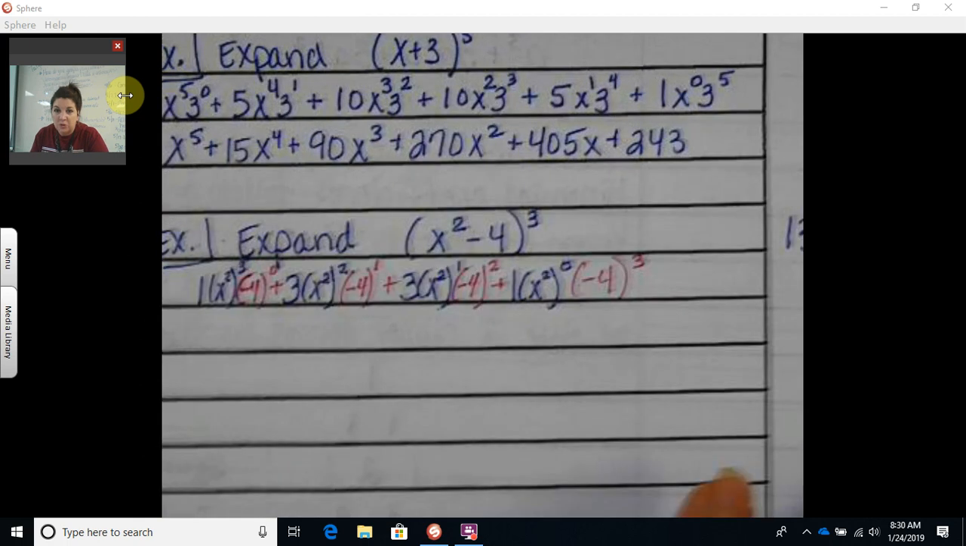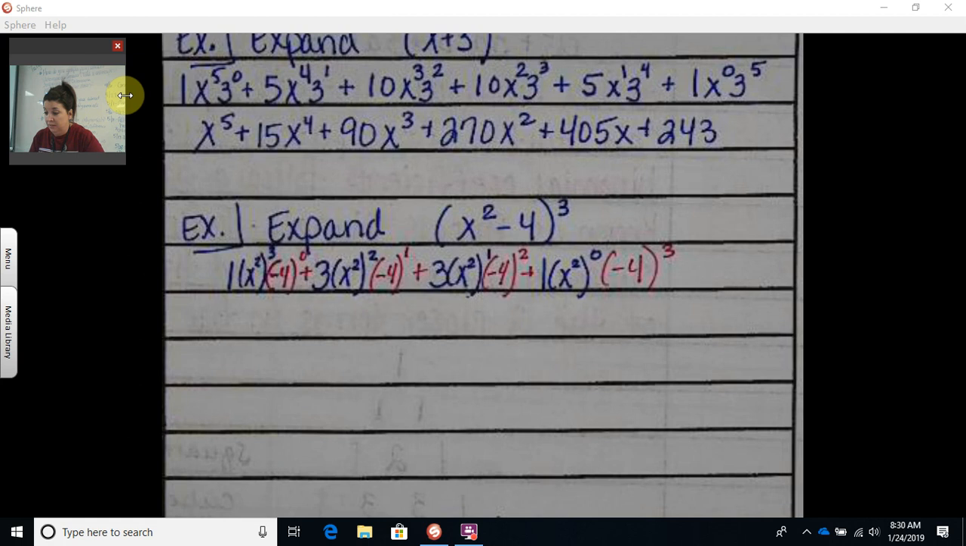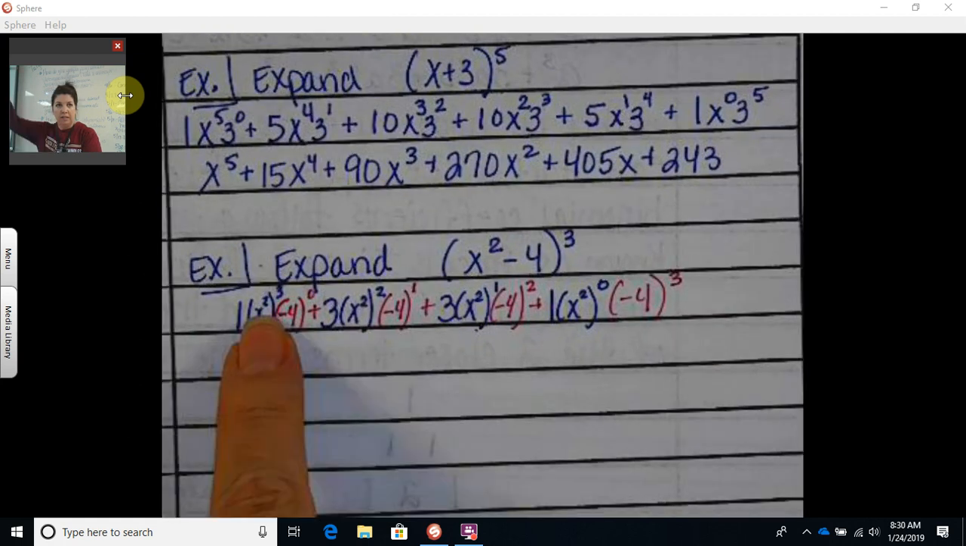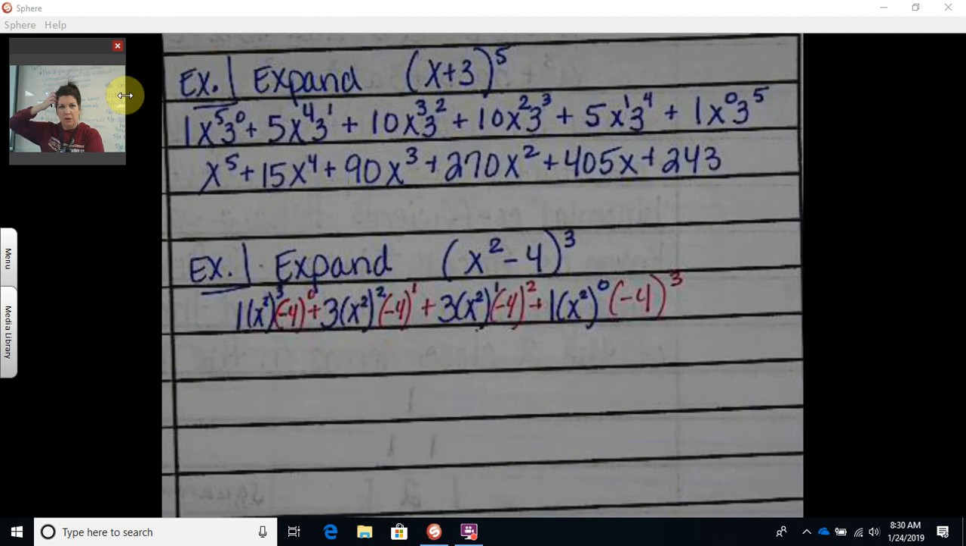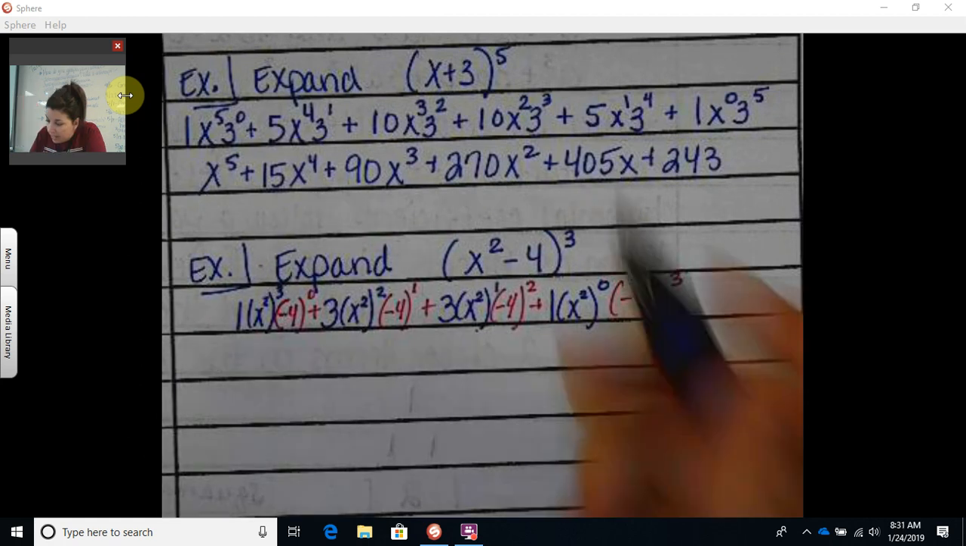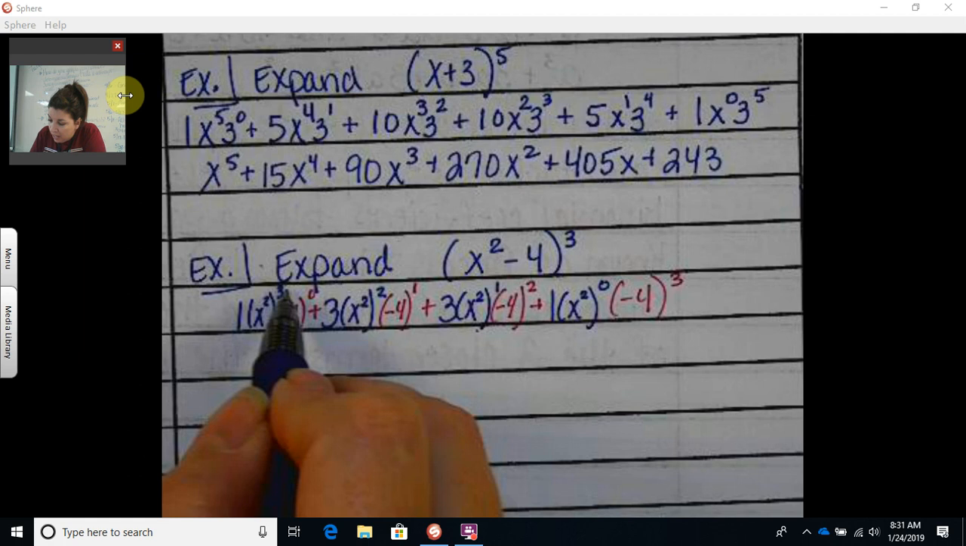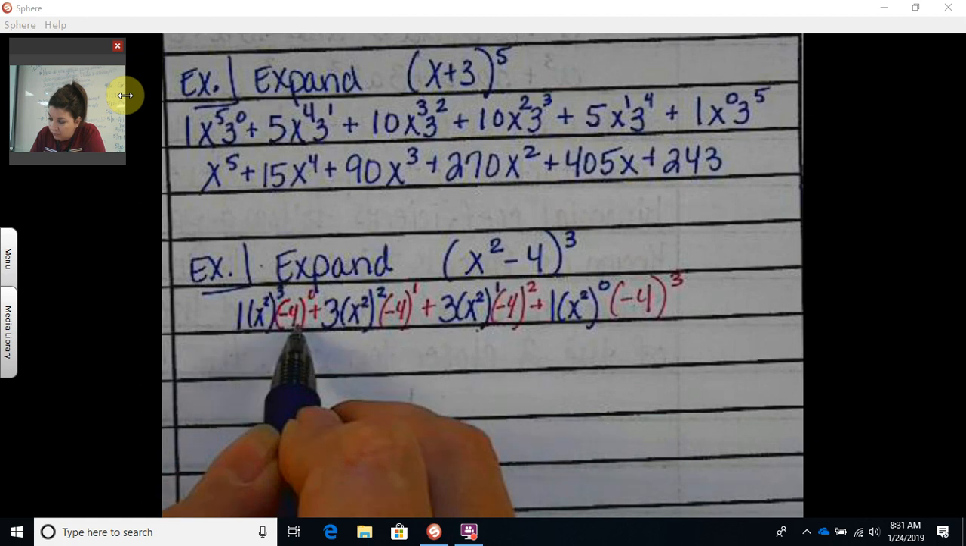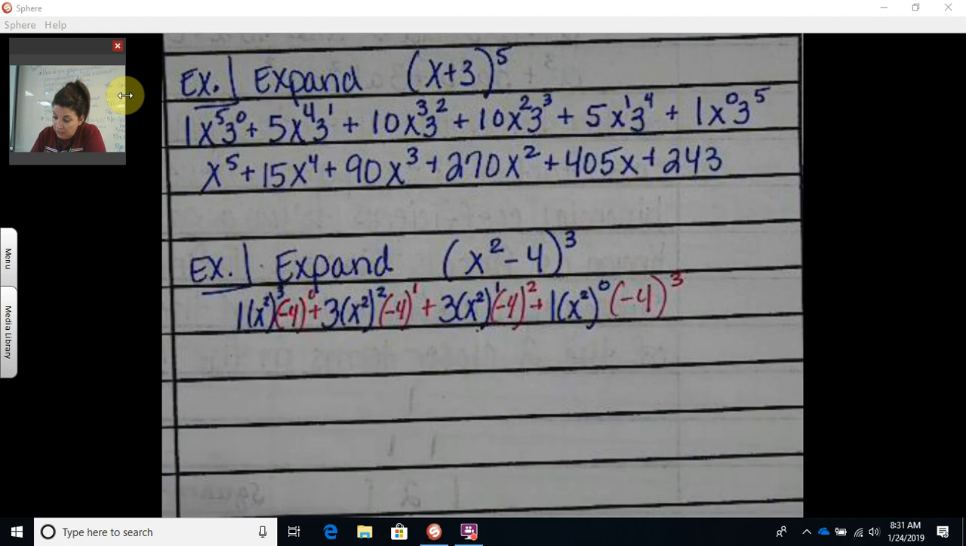So these get a little bit more complicated. In my first term, what happens when you have an exponent that has an exponent? What's that rule? It's called power to a power. You multiply them. Keep the base, multiply the exponents. So x squared quantity raised to the third power is x to the 6th. So we have 1 times x to the 6th times what's negative 4 times 0? Not 0, but 1. Anything raised to the 0 power is 1. So basically, we just have x to the 6th for our first term.